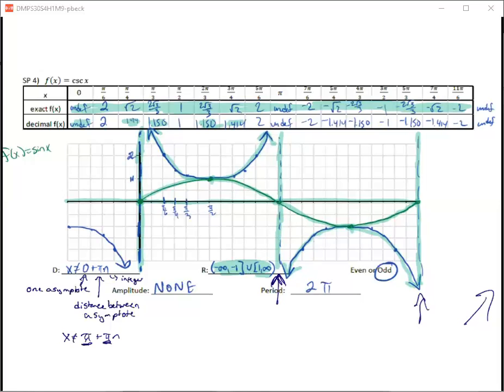The other important thing that we need to look at is the amplitude. Notice how I have none for the amplitude, and that is because amplitudes are really established as the average of the highest point and the lowest point. And since the highest point and the lowest point are infinity and negative infinity respectively, we can't really definitively say what that average is. So we say there's no amplitude. The amplitude is really only a thing for sine and cosine. Our typical period is 2 pi, and the reason why our typical period is 2 pi is because when we reciprocate, the sine function's period is 2 pi, so cosecant is 2 pi as well.